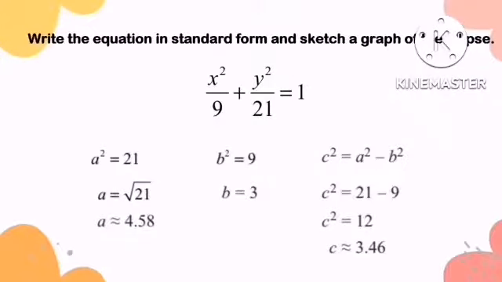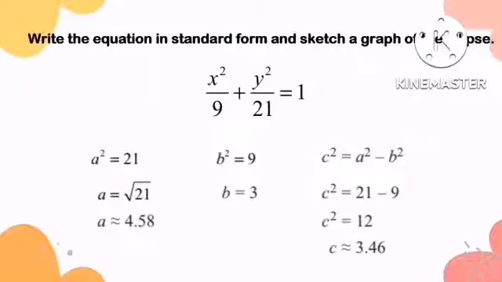Let's now find the values of our A, B, and C. On our equation, the larger value indicated is 21. So we will use 21 as our A squared, our major axis. To find A, let's take the square root of 21. So our A would be 4.58. For our B, or the minor axis, since the smaller value indicated on our equation is 9, let's use 9. The square root of 9 is equal to 3, so our B would be 3.